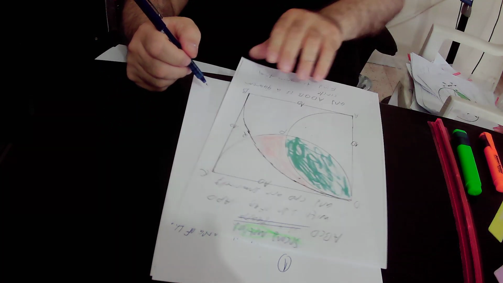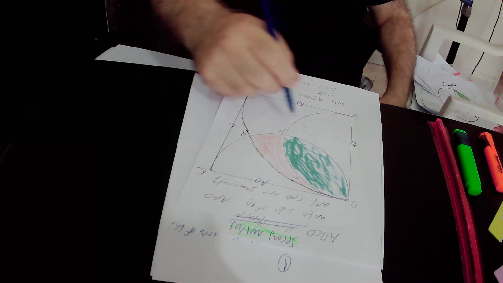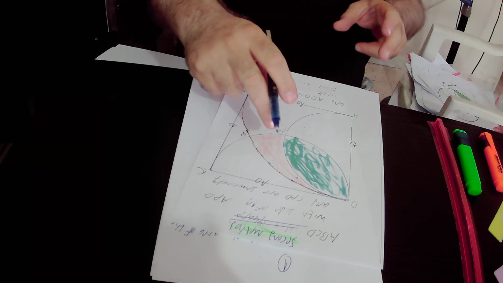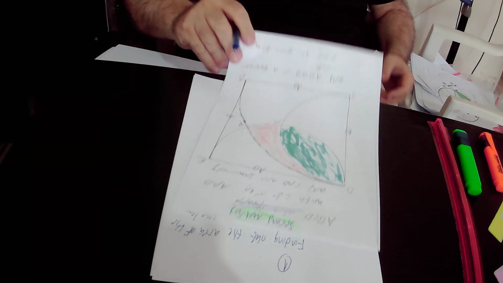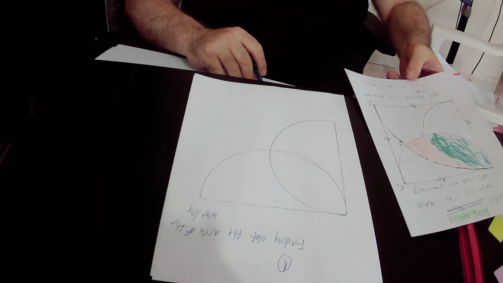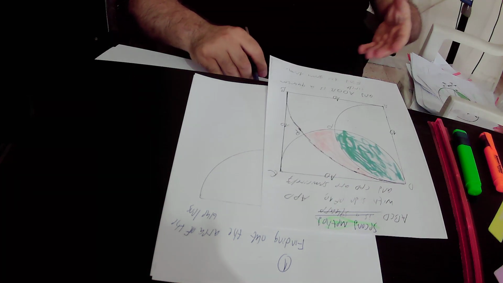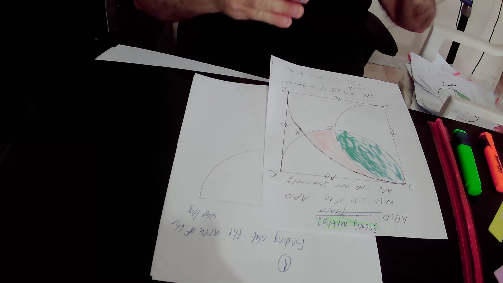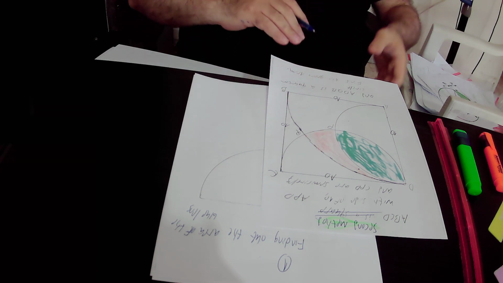It is very easy to see from the drawing that the blue lens was created by the intersection of the two semicircles with each other. Okay? And we have already found out that the radius of each semicircle is equal to 5 units.